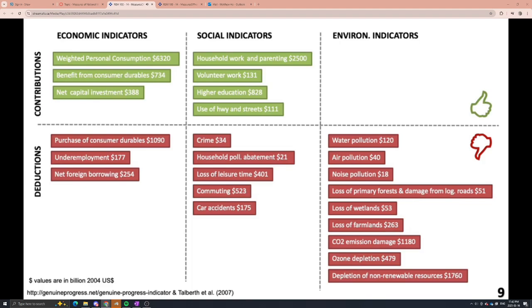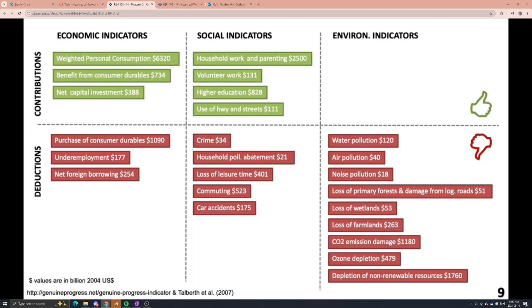This is where we have the costs of water, air, and noise pollution, the cost of the loss of primary forests and the damage from logging roads, the loss of wetlands and farmlands. Other indicators are the costs of damage caused by CO2 emissions, the depletion of the stratospheric ozone layer, and simply the depletion of non-renewable resources. All of these indicators try to capture the environmental effects of the consumption activities that contribute to our welfare and prosperity.